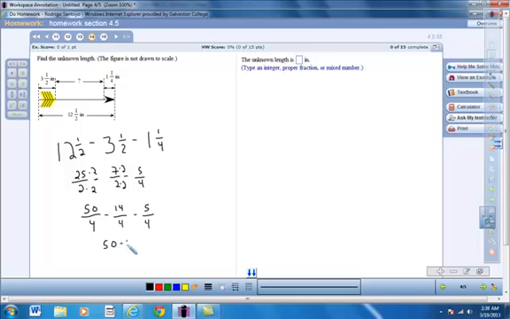Now that all of our denominators are the same, we can just write one whole fraction and put all of our numerators with subtraction signs on the top. And now all we have to do is subtract. 50 minus 14 minus 5 gives a solution of 31.